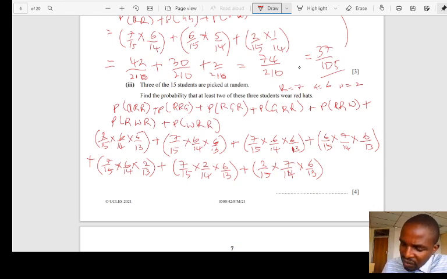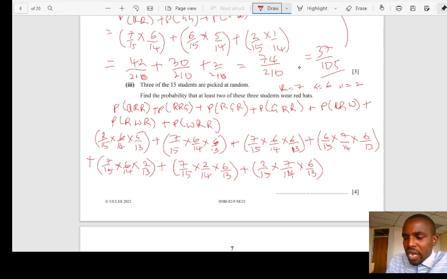plus 6 over 15 times 7 over 14 times 6 over 13 plus 7 over 15 times 6 over 14 times 2 over 13. Then plus 7 over 15 times 2 over 14 times 6 over 13 plus 2 over 15 times 7 over 14 times 6 over 13.